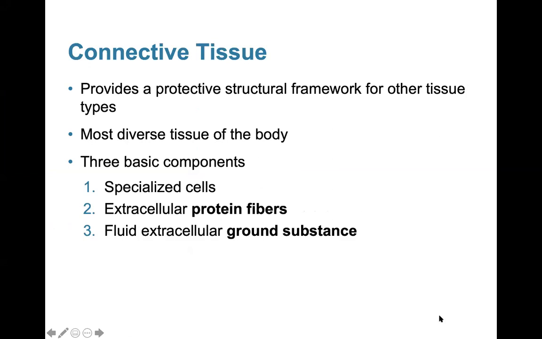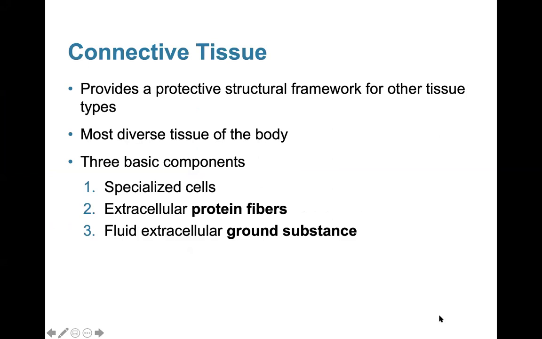Okay, so now we're going to talk about connective tissue. Now, this is the largest and most abundant type of tissue in the body, and it's going to provide a protective structural framework for all the other tissue types. As we talked about with epithelial tissue, it is actually the underlying tissue that helps to support epithelial tissue. It is also the most diverse tissue of the body, and there are three basic components.